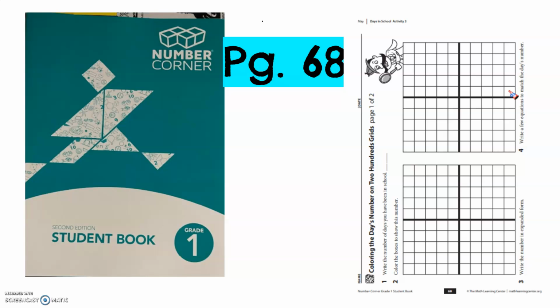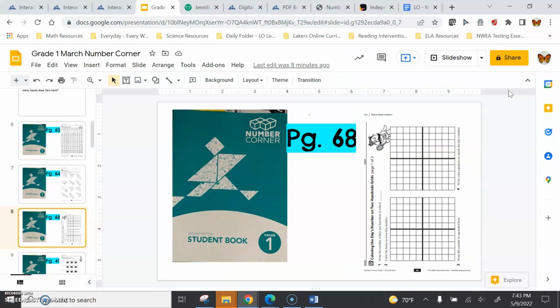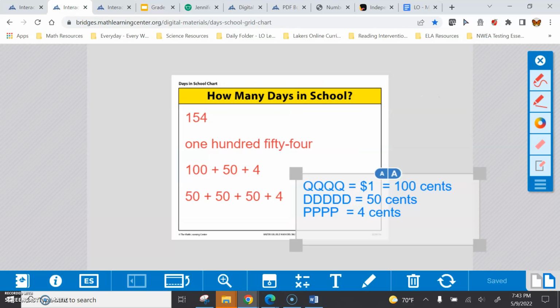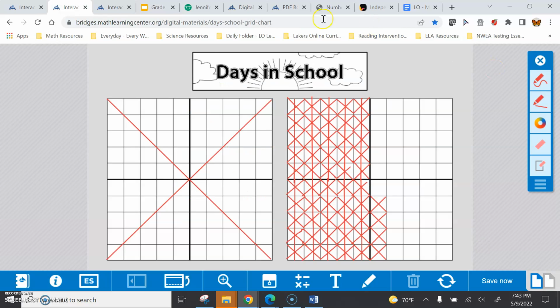If for some reason this is confusing to you and you say, wait a minute, Mrs. Graham, can I see what that looks like? I'm going to show you what it looks like now. If you look at this, that's what this is. We've colored in all 100. Then we colored in 50 more and 4 here.